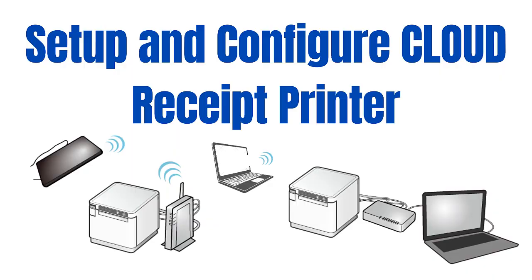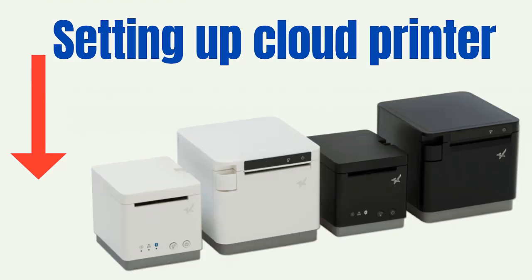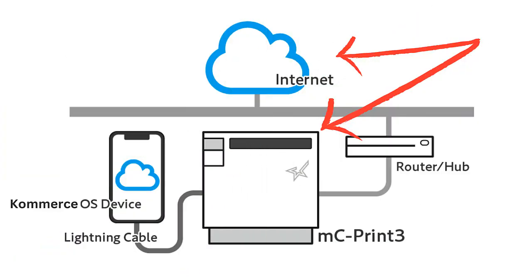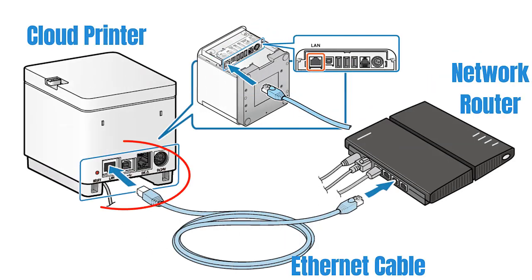In this video, you will learn how to set up and configure a cloud receipt printer for Krossroads Commerce OS. The first step when setting up a cloud printer is to connect the cloud printer to the internet. To connect the cloud printer to the internet, connect one end of an Ethernet cable to the LAN port of the cloud printer, and then connect the other end of the cable to a network router.